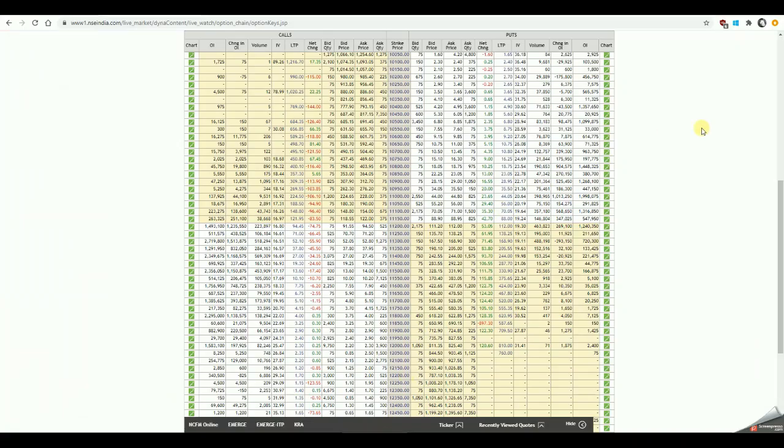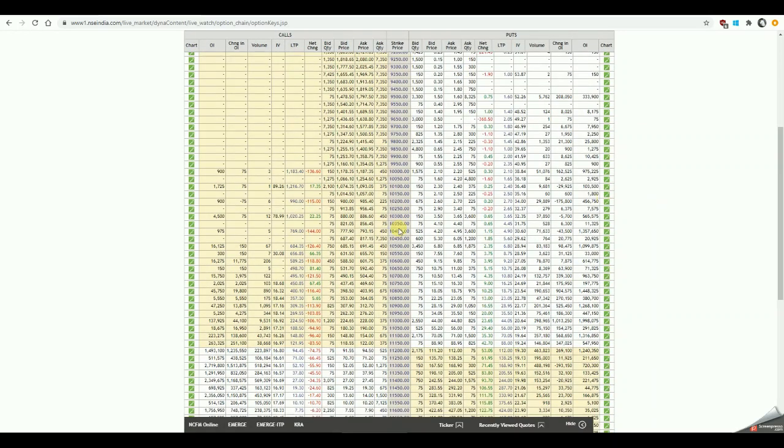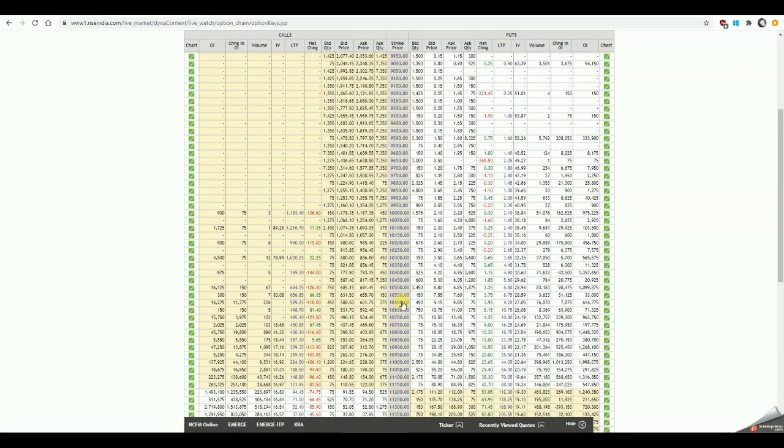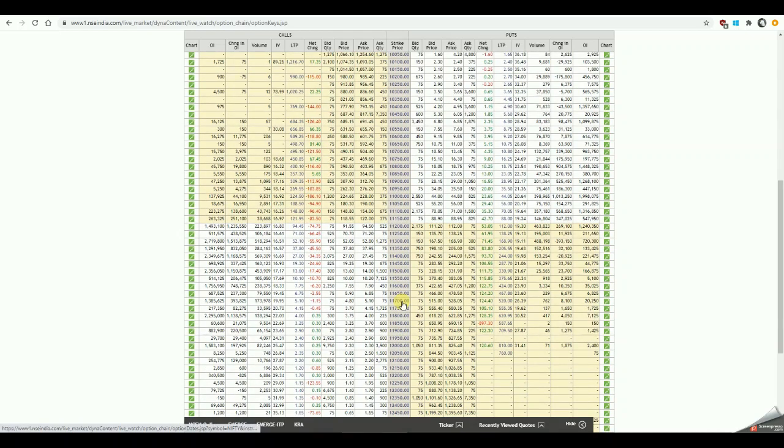Moving on. This is the NSE website, and I'm looking at the NIFTY option chain. So not much to look at, but can you tell me in which direction the market has moved just by looking at the option chain? Giving you a minute to think about it. Okay. If you are still thinking, you can pause the video here.